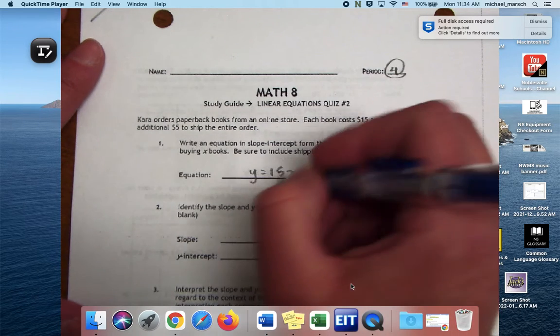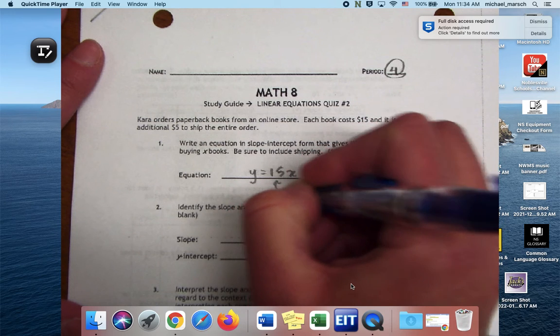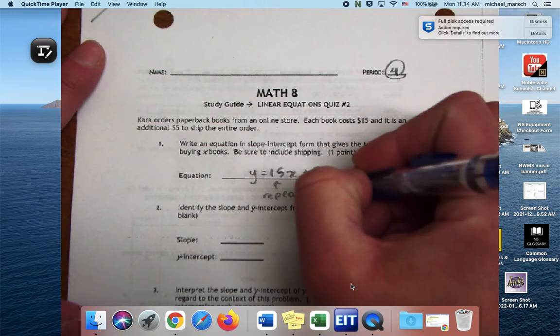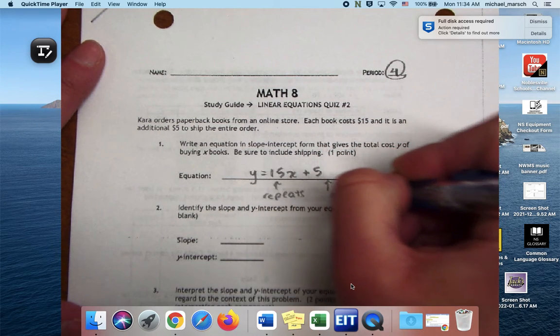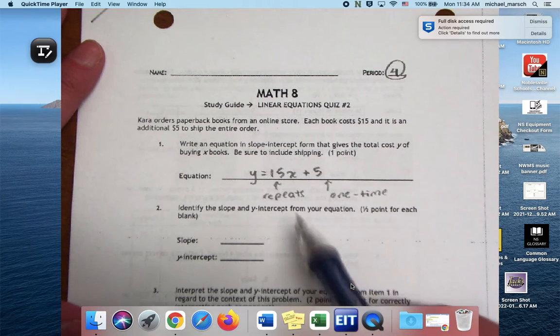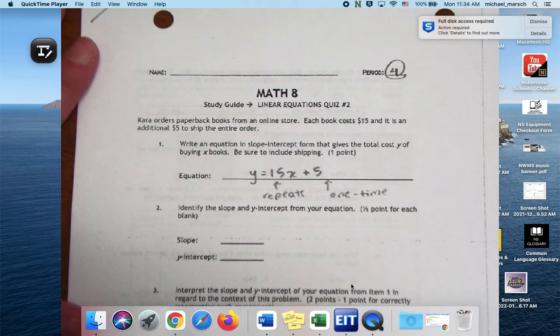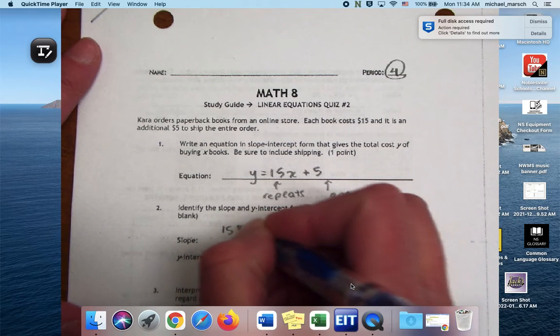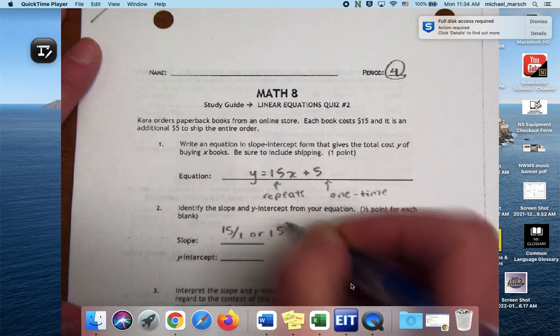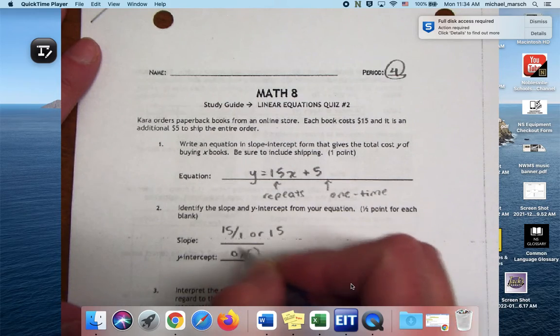So because this is our repeating fee, and this is our one-time fee, that's how we made the equation, right? Our slope repeats, our y-intercept is the one-time. So my slope is 15 over 1, or just the number 15. My y-intercept is 0, 5.